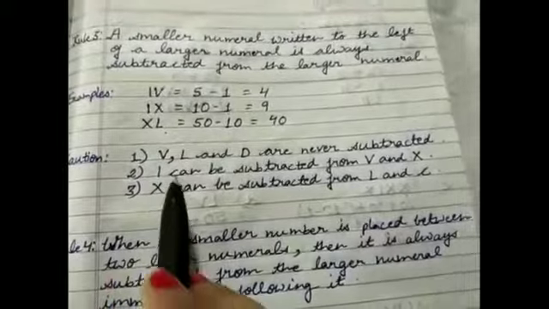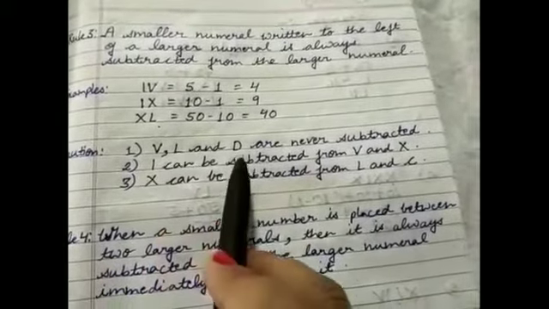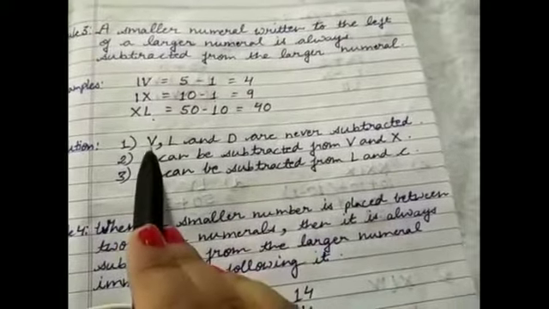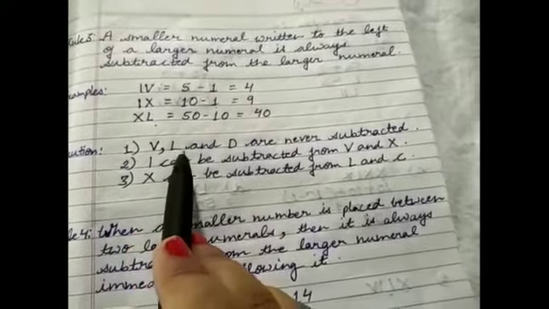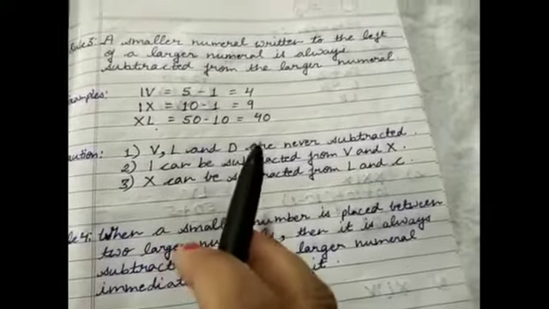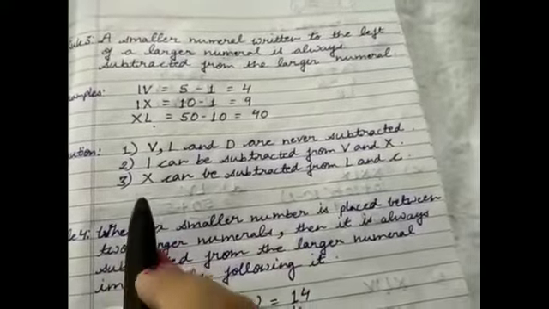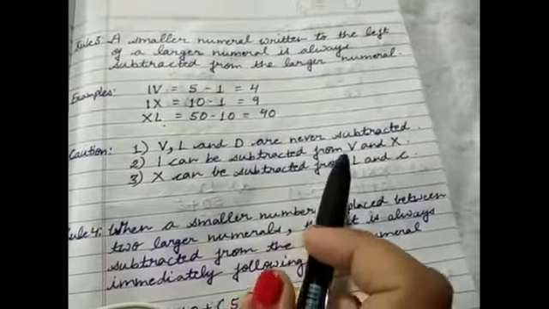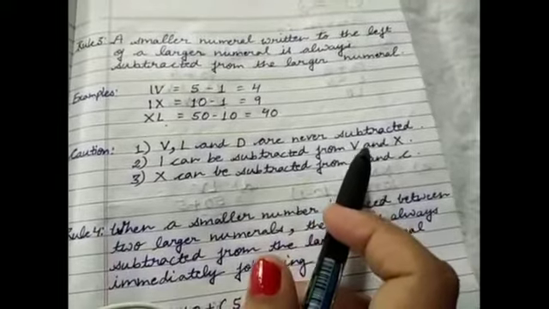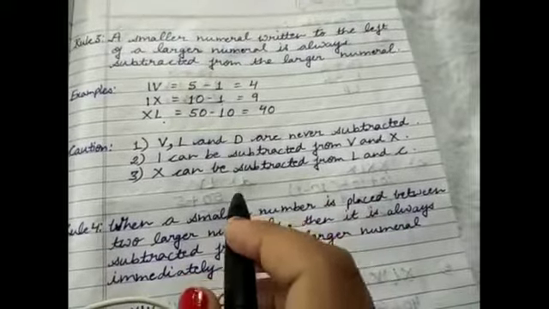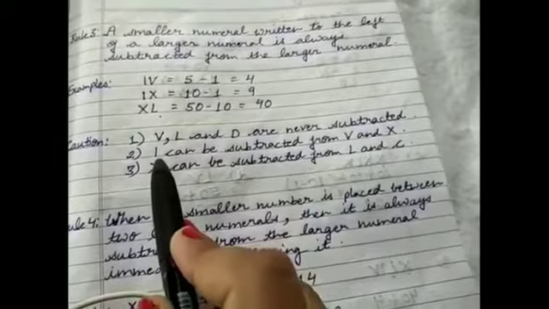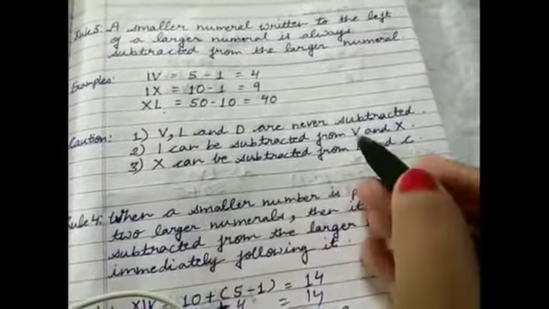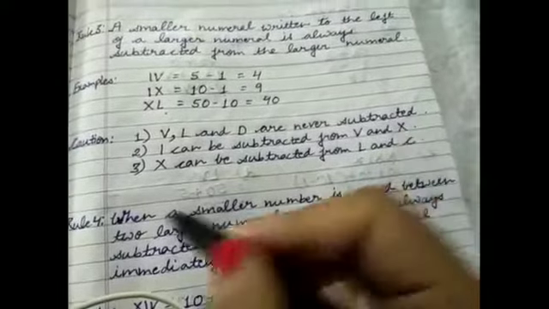See, first one, V, L and D are never subtracted. V means 5, L means 50 and D means 500. These three numbers are never subtracted. Second caution, I can be subtracted from V and X. I means 1, V means 5 and X means 10, so 1 can be subtracted from 5 and 10.